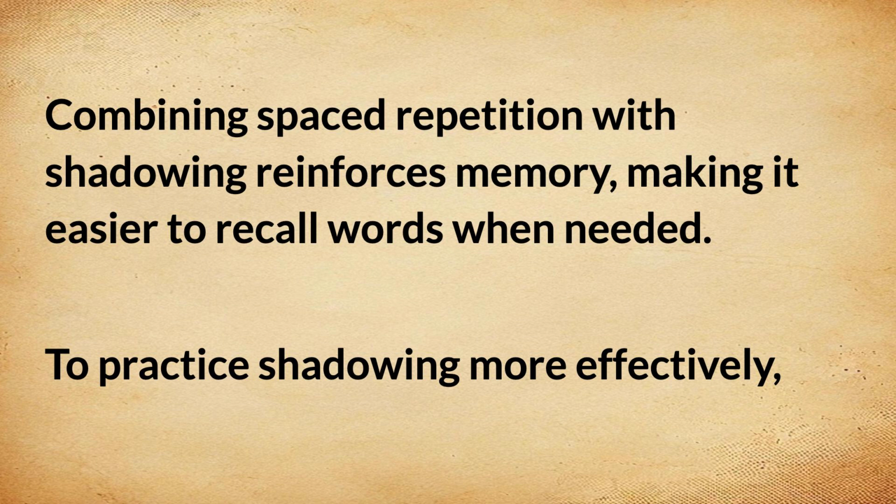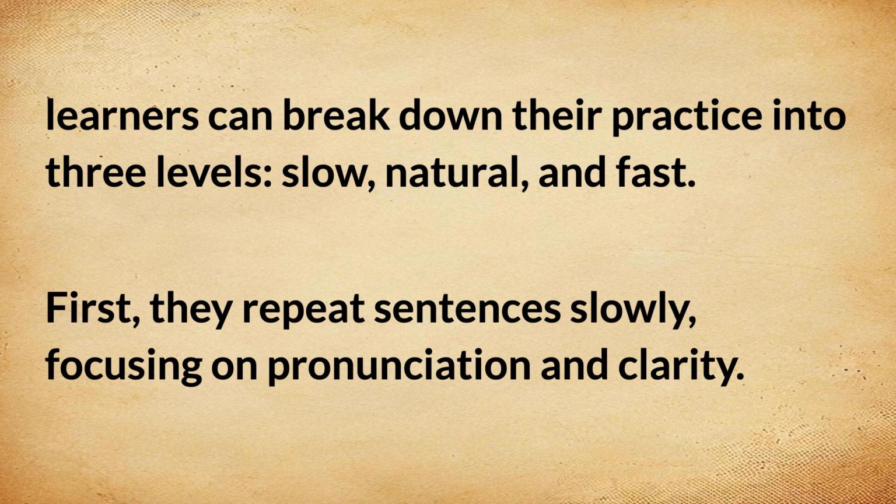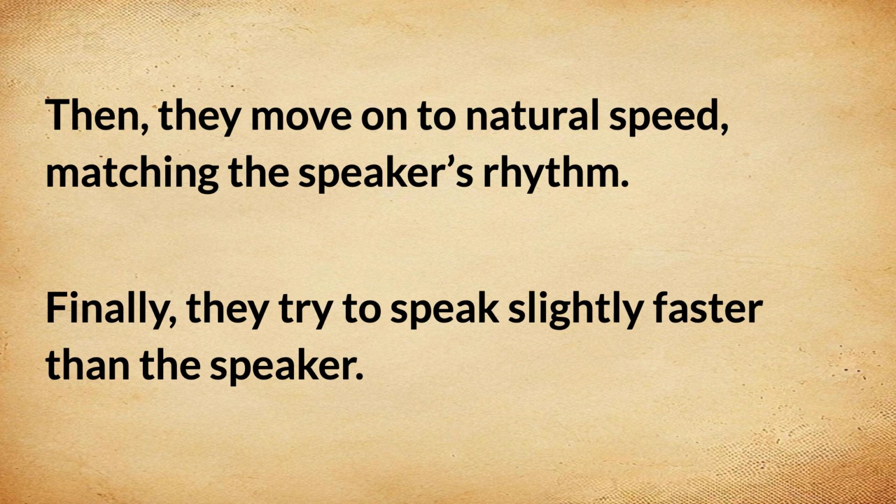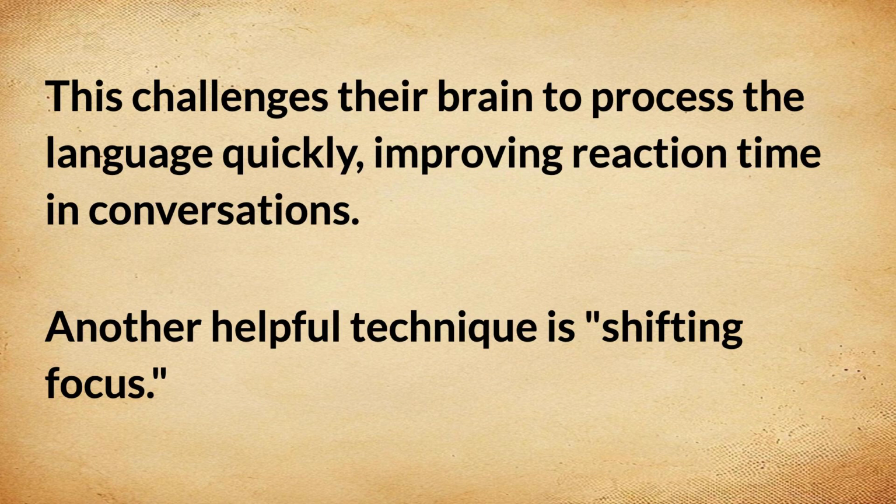To practice shadowing more effectively, learners can break down their practice into 3 levels: slow, natural, and fast. First, they repeat sentences slowly, focusing on pronunciation and clarity. Then, they move on to natural speed, matching the speaker's rhythm. Finally, they try to speak slightly faster than the speaker. This challenges their brain to process the language quickly, improving reaction time in conversations.